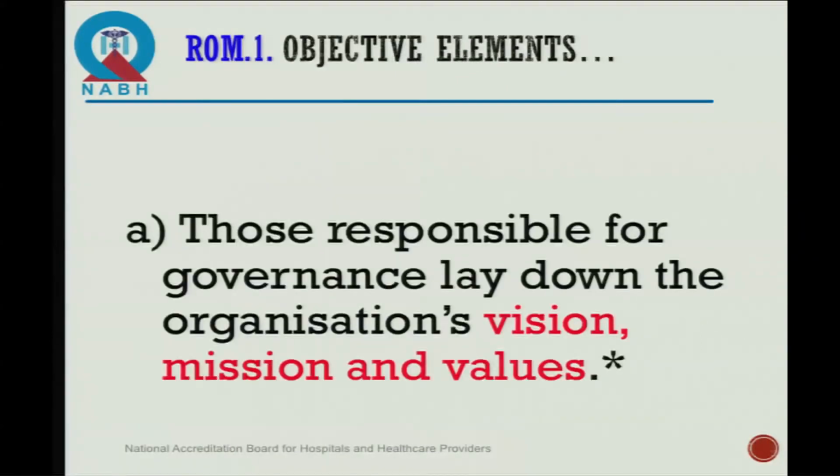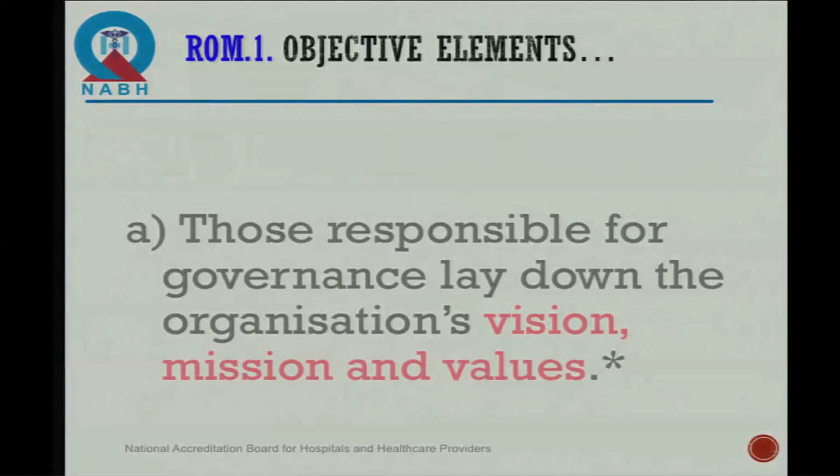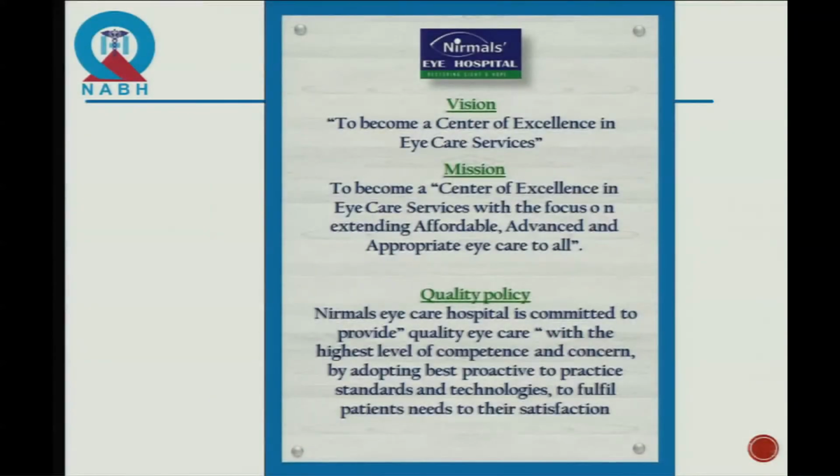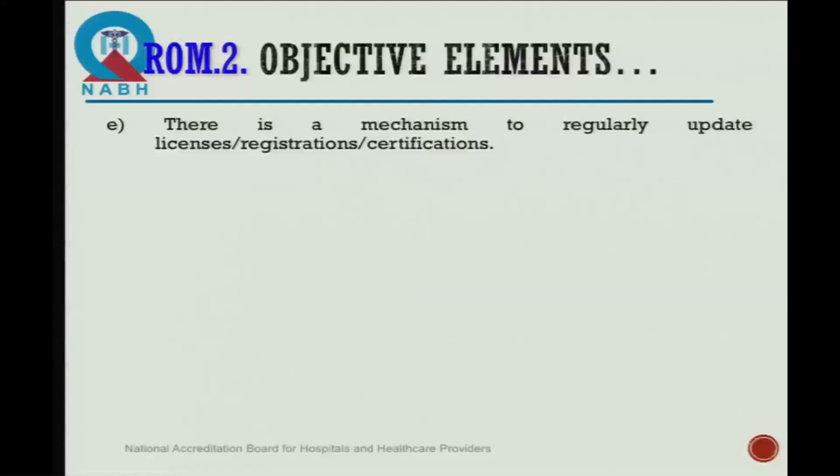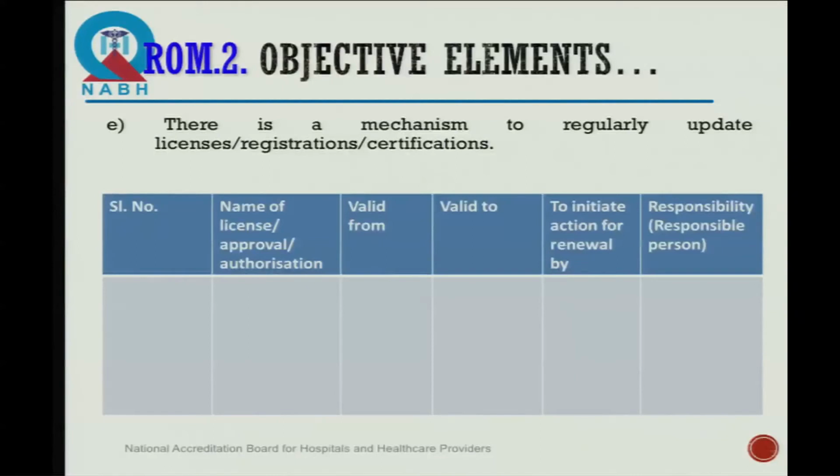Those responsible in the governance lay down the vision, mission and values. So this is how you have your vision and mission, and this should be linked to all your structure, process, and outcome. And there is a mechanism to regularly update licenses. This is one of the objective elements of ROM, and this is the suggested format.